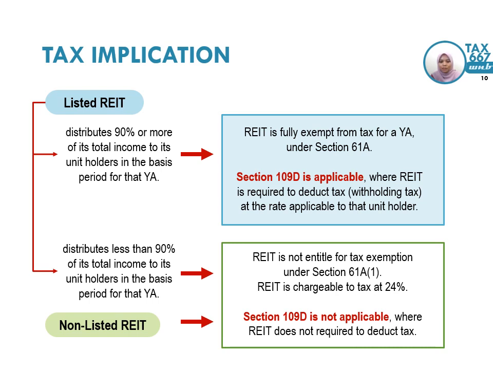Untuk non-listed REITs, regardless of how many percent you distribute the income for your unit holders, lebih 90% ke, tak lebih 90% ke, tapi in the first place, you are a non-listed REITs kan. REIT yang tidak disenaraikan di bursa sebagai public company, so dia tak boleh dapat exemption bawah 61A. Bila tak dapat exemption bawah 61A, tak payah apply section 109D.